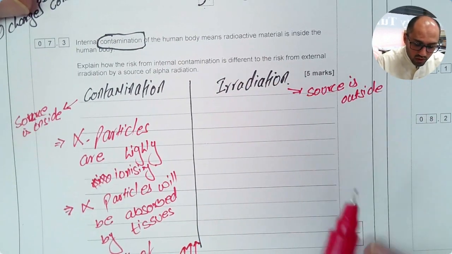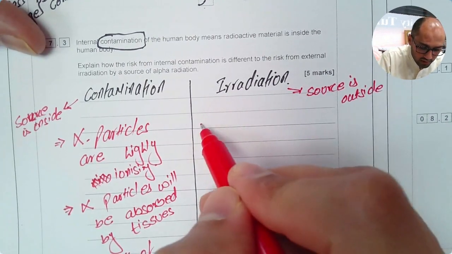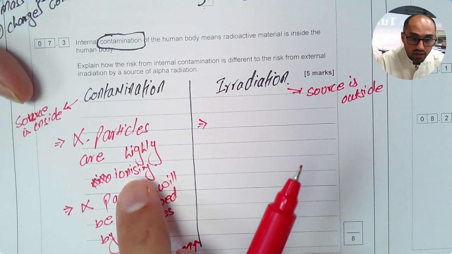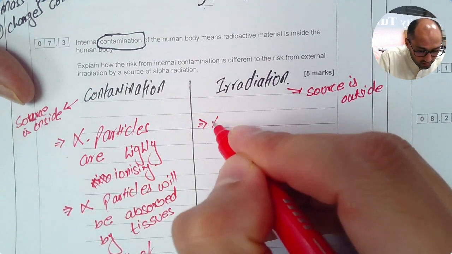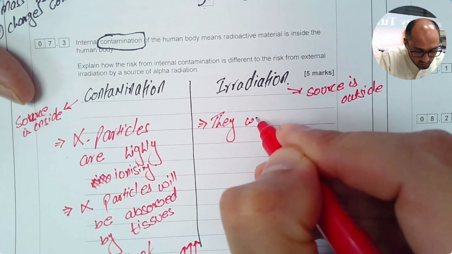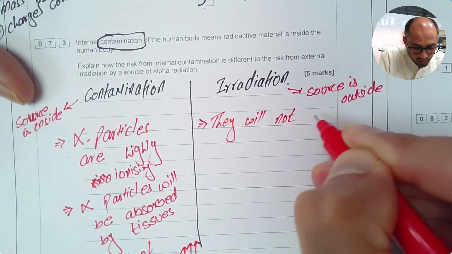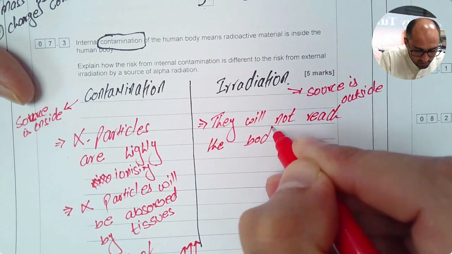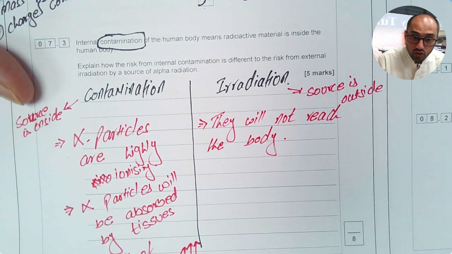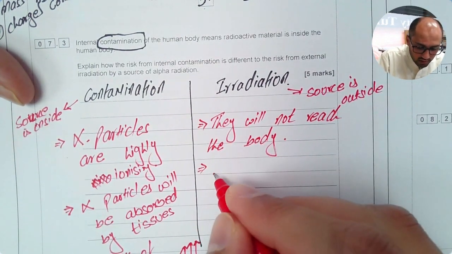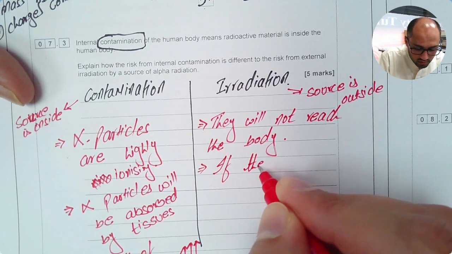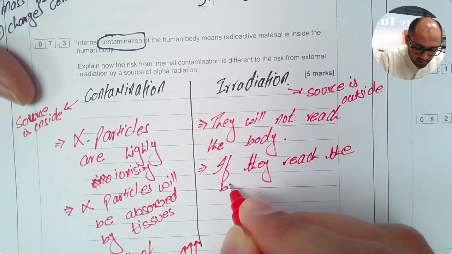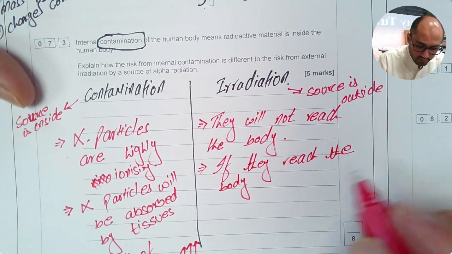On the other side, we are talking about irradiation. So what will happen in this case, considering the same property that alpha particles are very ionizing, we'll say they will not reach the body. Number 1. But if they do reach the body, we can then say if they reach the body, they will be stopped by the skin.